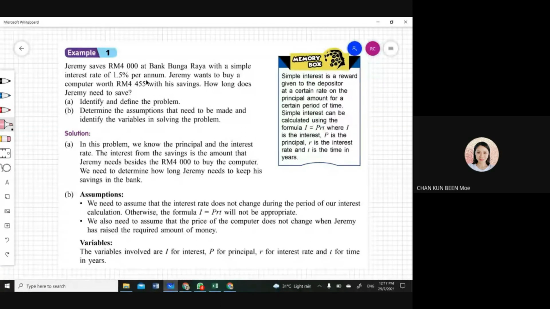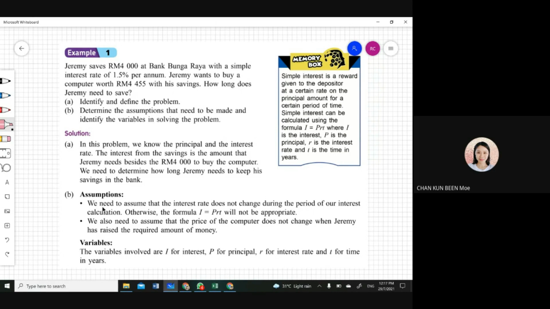Okay, if he wants to buy a computer worth 4,455, that is identifying and defining the problem, this part. Okay, B, I need to be fast because the time is running here. B: determine the assumptions that need to be made and identify the variables in solving the problem.